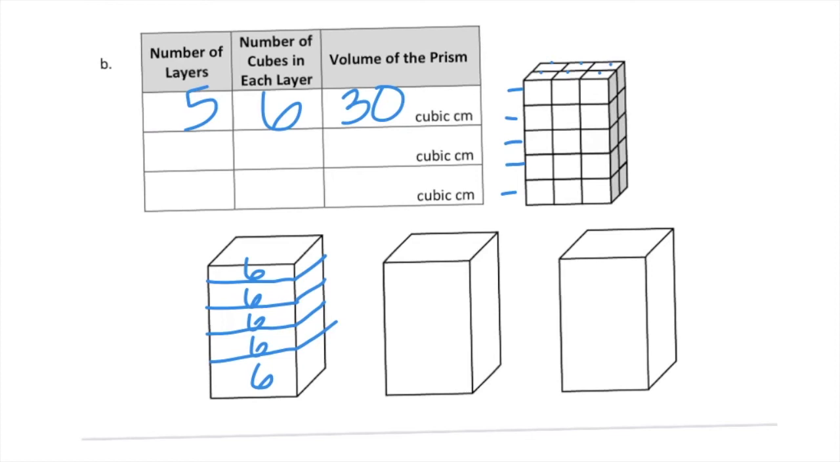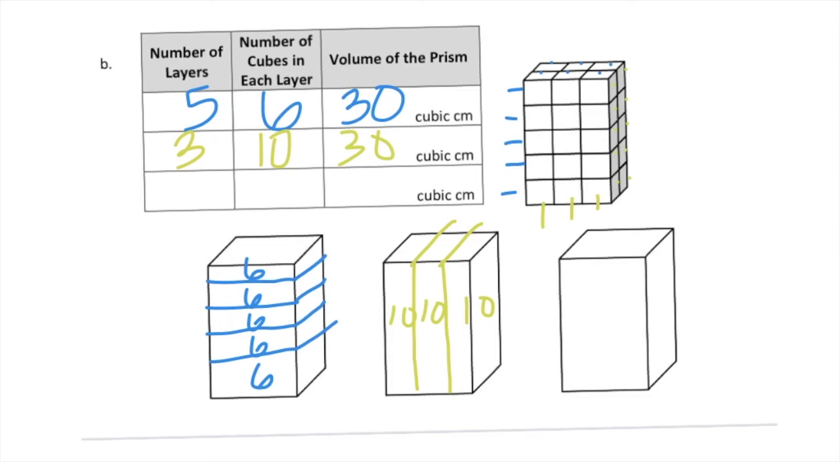Let's try another one. Let's try going from the side. 1, 2, 3, 4, 5, 6, 7, 8, 9, 10. And I have 1, 2, 3 of those layers. So on my drawing here, I'm going to show my 3 layers that all have 10 in them. 3 layers times 10 in each layer is again 30.